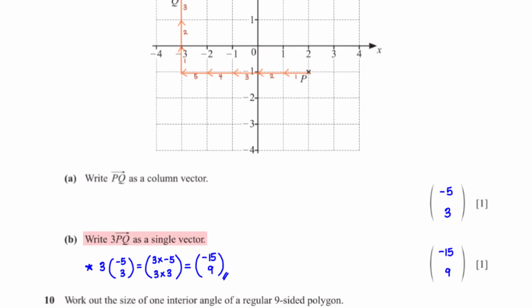Write 3PQ as a single vector. To get the resulting vector, we multiply each element in vector PQ by 3. So 3 times -5 is -15. 3 times 3 is 9. So we have -15, 9.